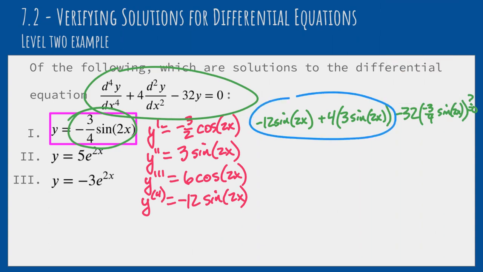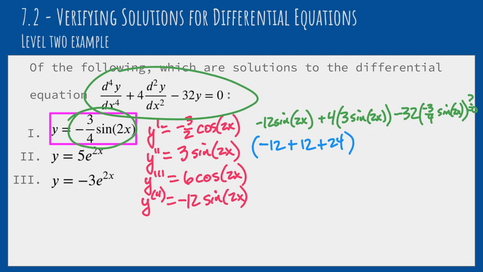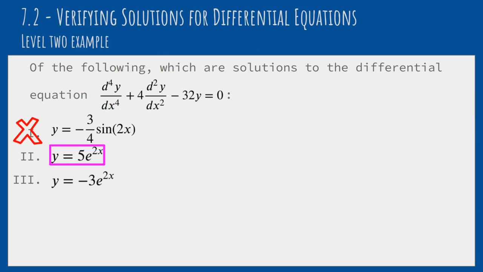I'm putting a question mark there right now because we don't know if it's actually equal to 0. You may have noticed after these two terms, we have a negative 12 times the sine of 2x plus a 12 times the sine of 2x. And then we're going to have a plus 24 sine of 2x. So all of this, we can factor out a sine of 2x from. And negative 12 plus 12 is 0. So if we add 24, it's obviously not going to be 0. So this one is not a solution to this differential equation.